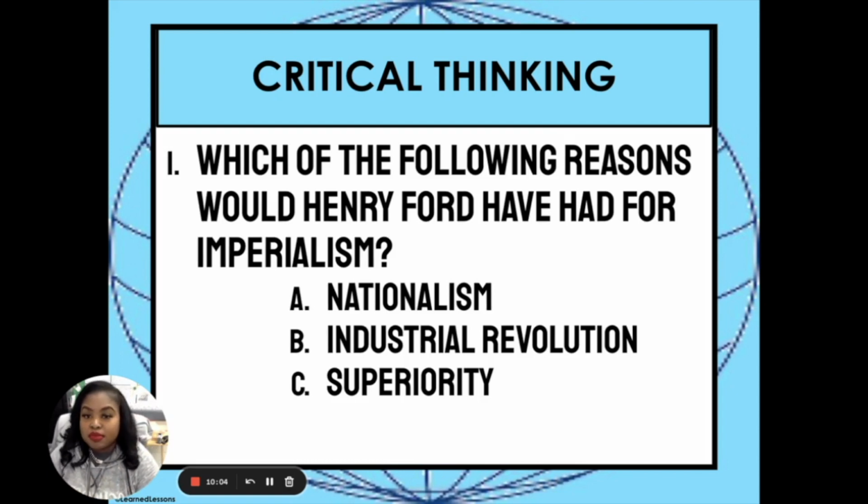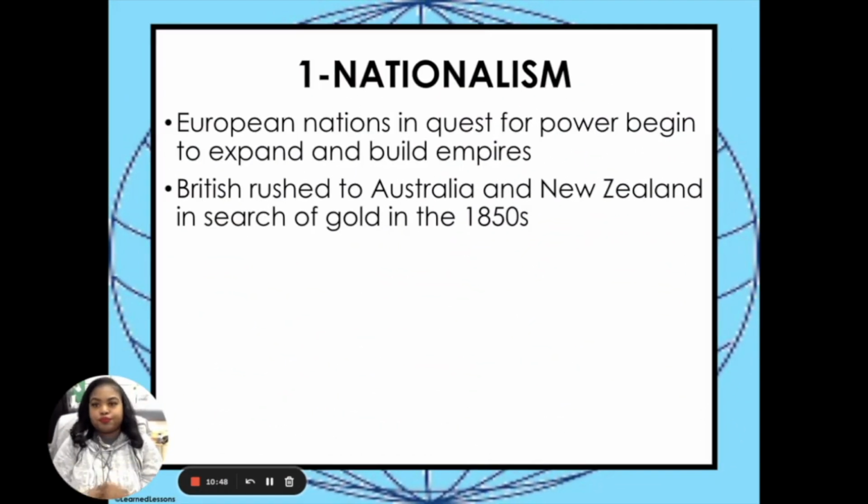A, nationalism, B, industrial revolution, or C, superiority, that idea that I want to spread Christianity, culture, all of that. You're just going to circle one of those answers on your paper. If there are no answer choices there, then write the answer: nationalism, industrial revolution, or superiority.